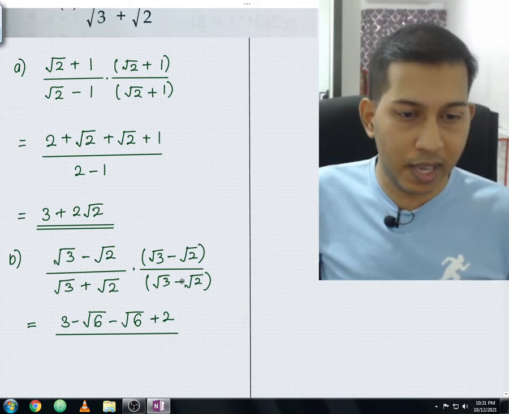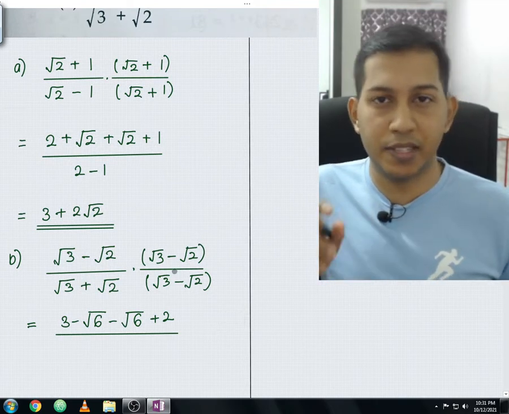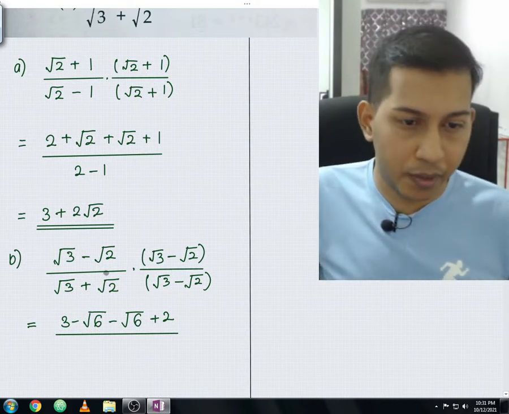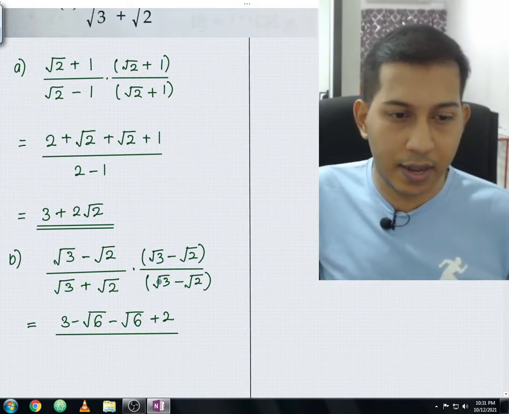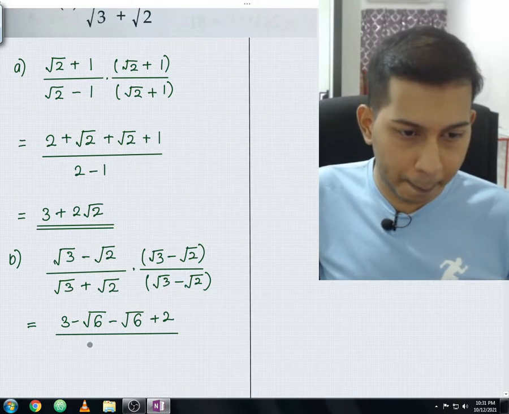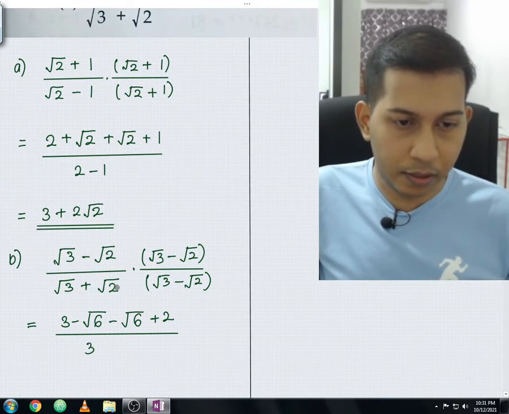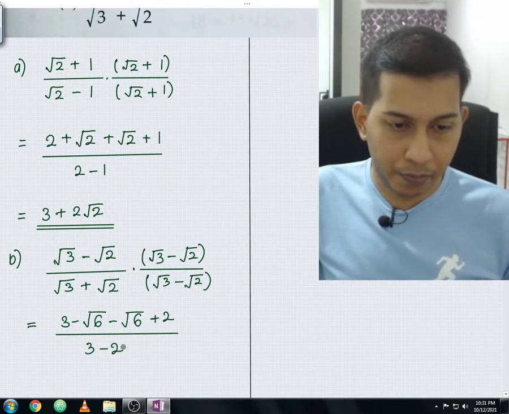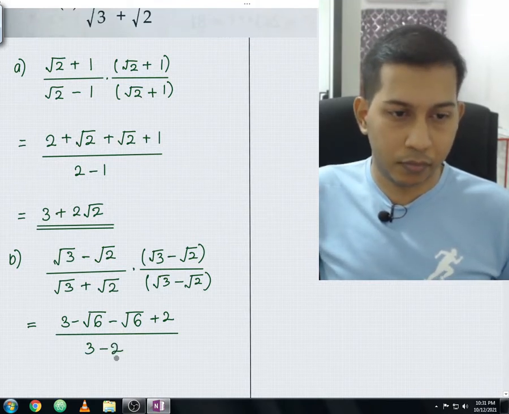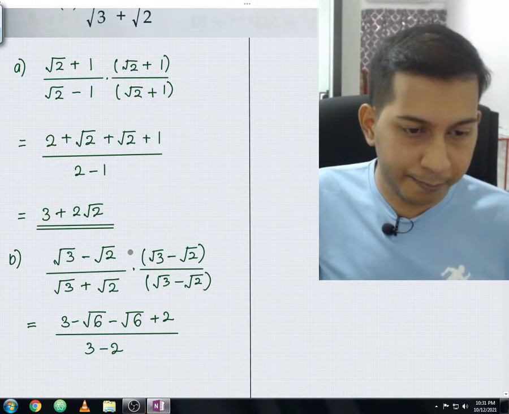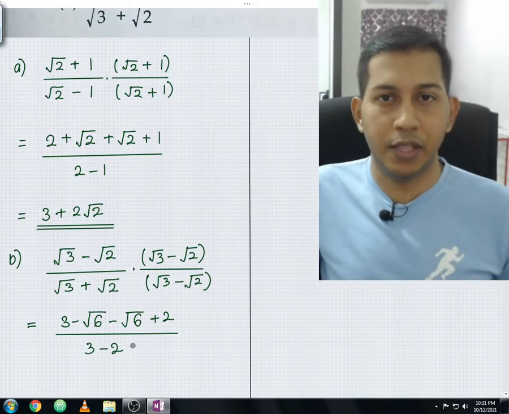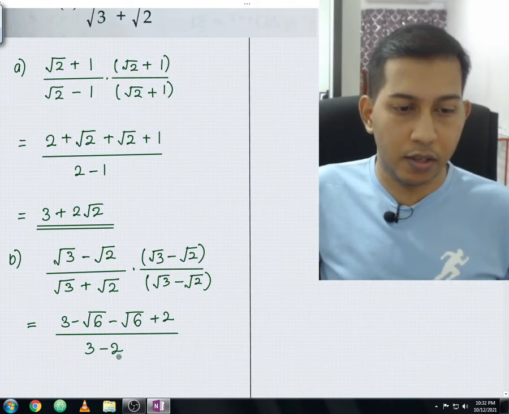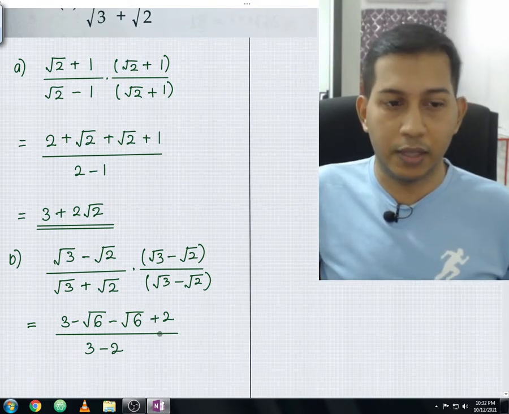Similar step, for the denominator you just apply (a minus b) times (a plus b) equals a squared minus b squared. √3 times √3, you get 3. √2 times negative √2, you get negative 2. So from here, 3 minus 2, you are only left with 1. So the 1 you can omit for the denominator, and you can only focus on the numerator now.